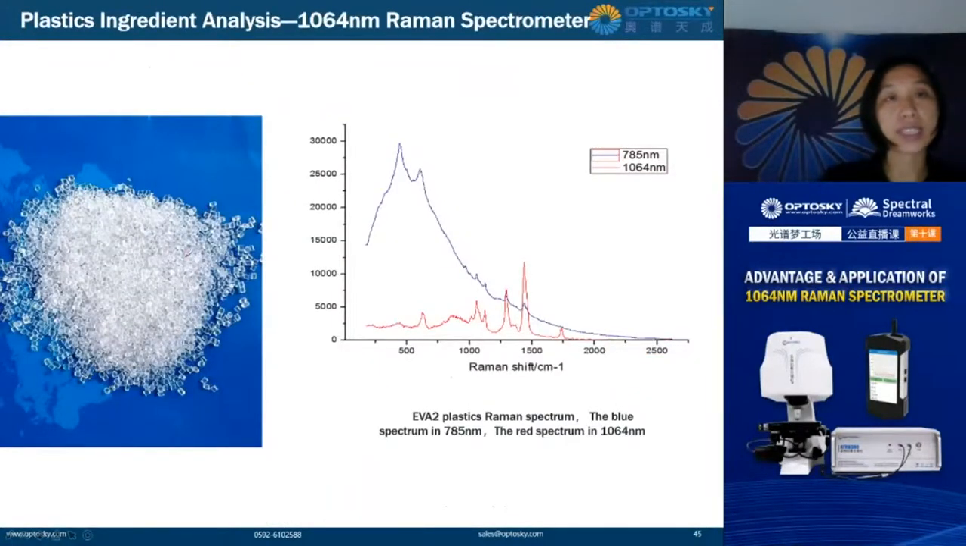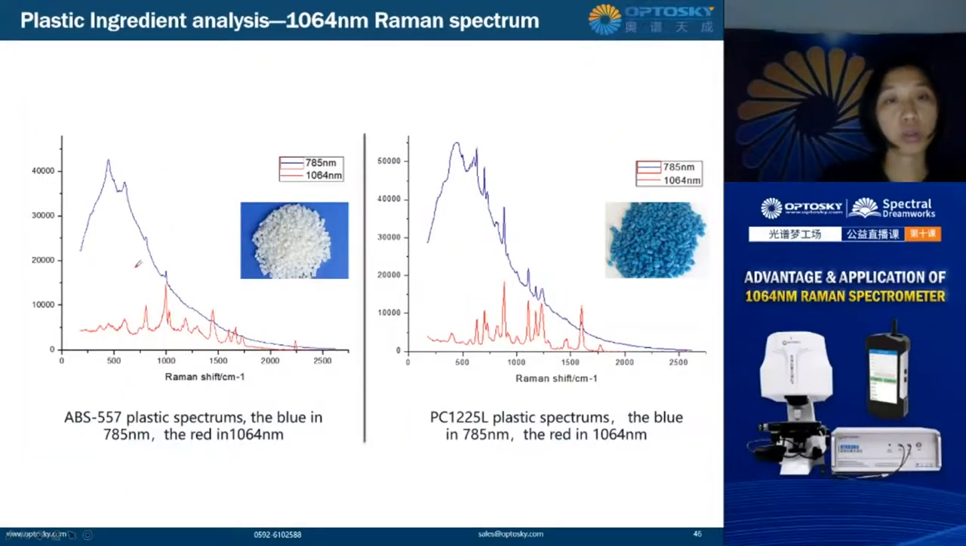And this is plastic ingredients. You can see that at 785 the peaks are almost hidden by the fluorescence. Using 1064, the peaks appear. It is also used to identify plastic. This peak is very weak, and using 1064 the peaks appear. And this one, the peaks are not so good, but with 1064 the Raman peaks are very nice.